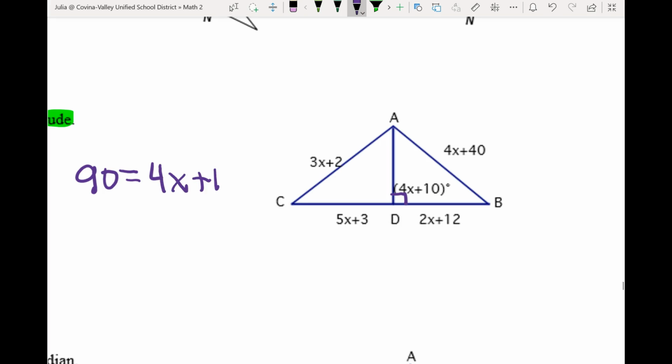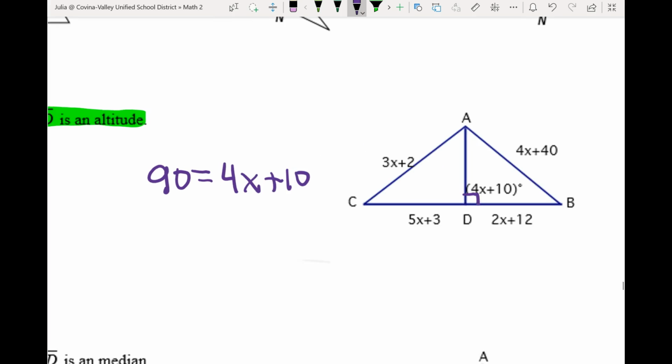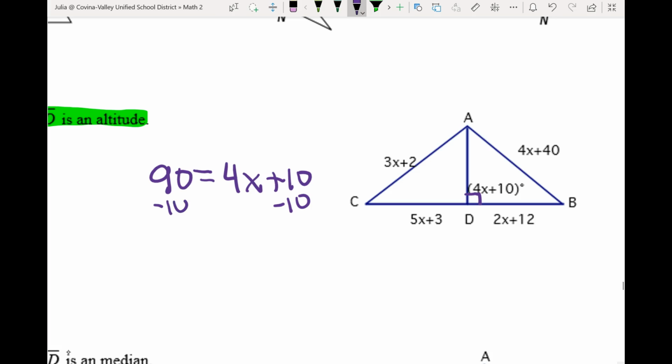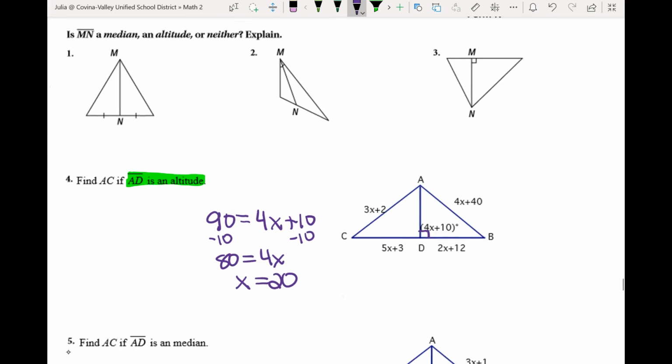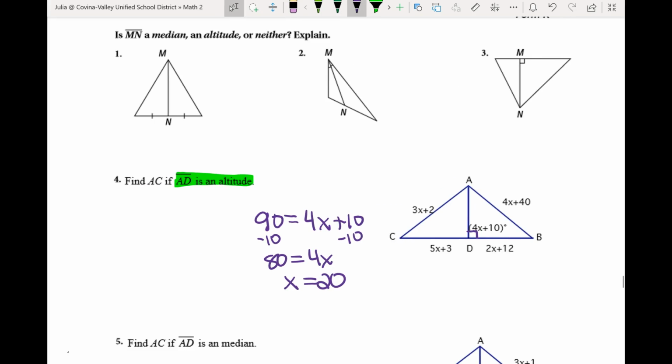That's perfect. Okay, so the word clue is going to tell you what equation to make to be able to solve for it. So 4x plus 10 equals 90. I'm going to subtract 10 from both sides. I'm going to say 80 equals 4x and x equals 20. And I'm not going to stop there because I'm going to go back and read the question. What do they want me to find? AC. So all I have to do is go back to where AC is right here and plug it in. X is 20, so it's going to be 3 times 20 plus 2, 60 plus 2, 62 is the final answer.